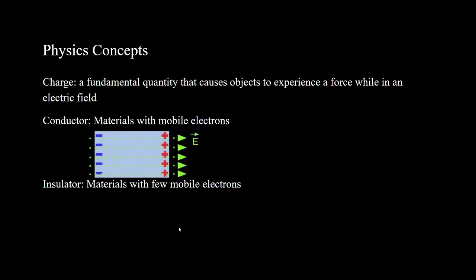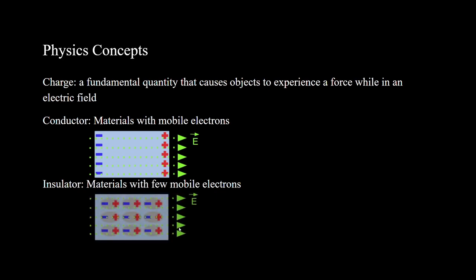Conductors have many mobile electrons that will move in the opposite direction of the electric field. As a result, the internal induced electric field has the same magnitude but opposite direction of the external one, such that the net internal electric field is zero at equilibrium.